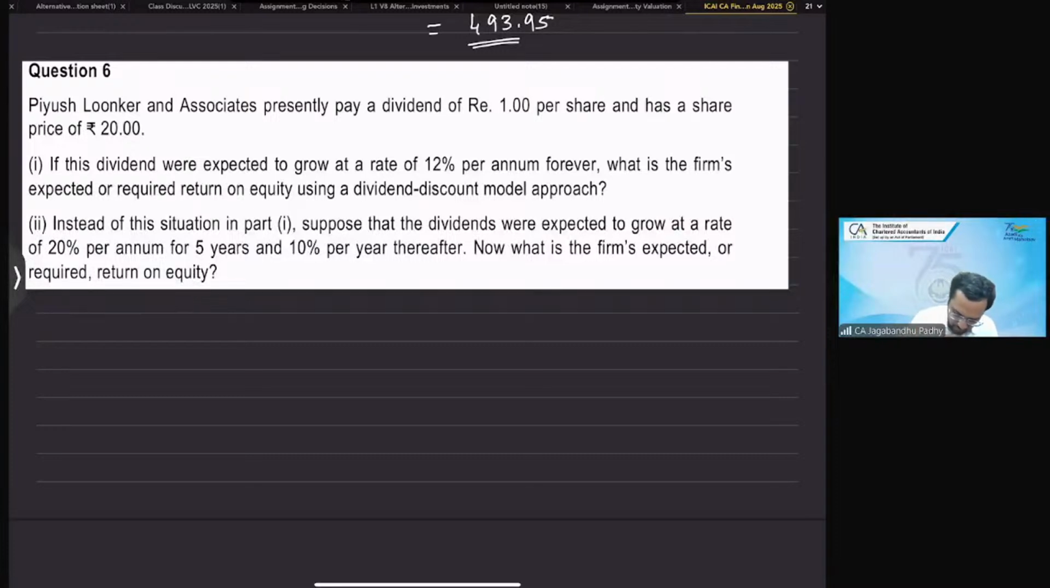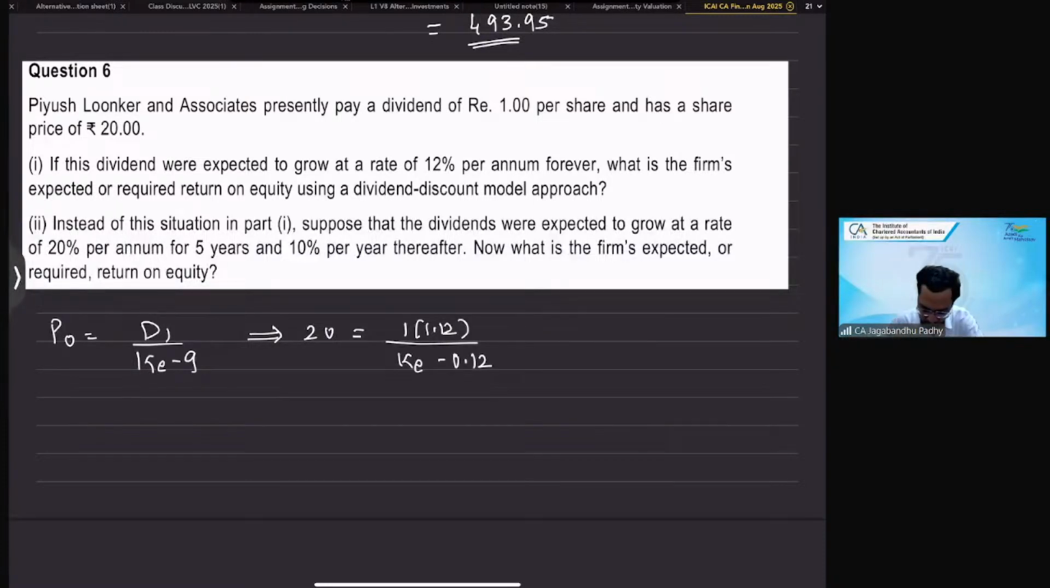That's pretty simple because P0 is equal to D1 upon K minus G. We know the price is 20, so 20 will be equal to D1. It's presently paying a dividend of 1, so D1 is going to be how much? Growth rate is 12%, right? So 1 into 1.12 upon K, which is what we want to calculate, minus the growth rate 0.12. Can you solve it and give me the value of cost of equity here, guys?